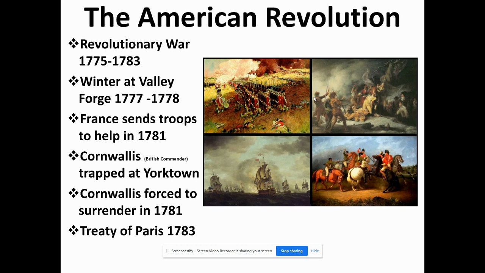So you start to see the tide turning towards the Americans. When you really look at the American Revolution, you see how many losses the Americans have. Whether it's battles or the number of people, we had a huge amount of loss, but we just kept coming.